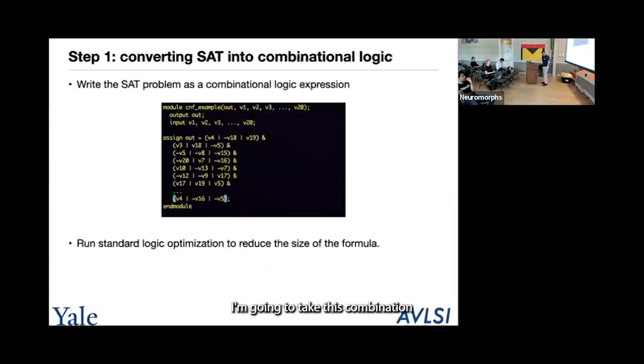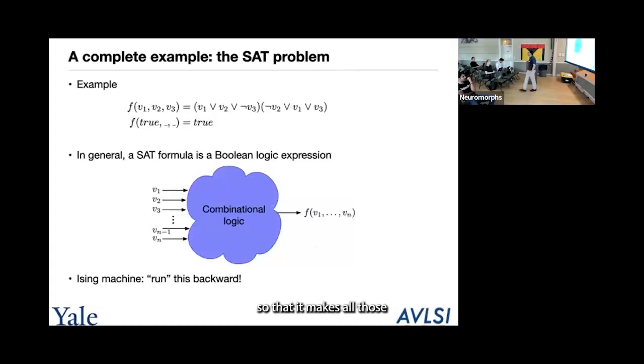I'm going to take this combinational formula. You don't implement every possible function of the variables. No, this is my SAT problem. I can just write that as a Boolean formula. That's an honest to goodness Boolean formula. I can type it in Verilog. So that's how we start.